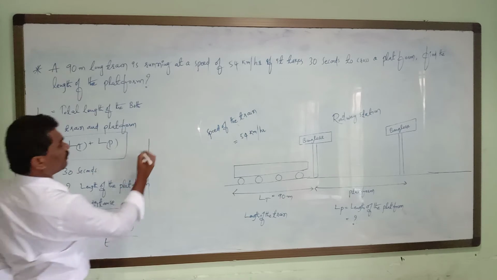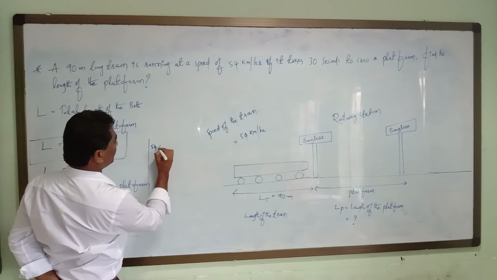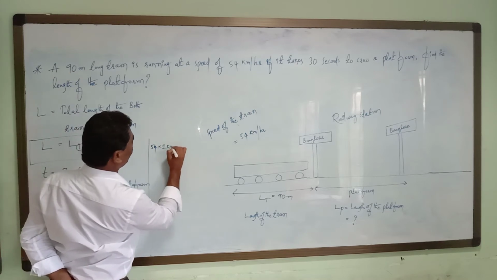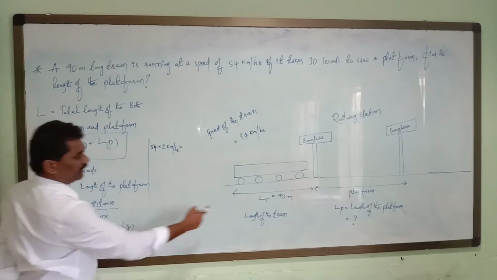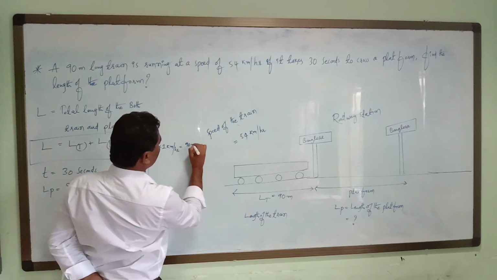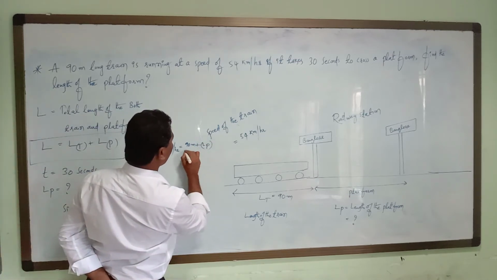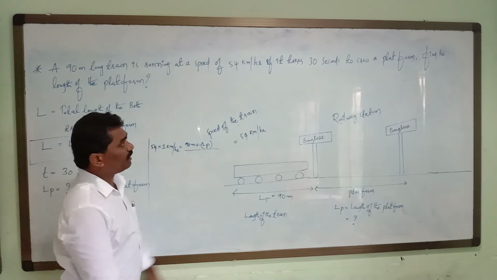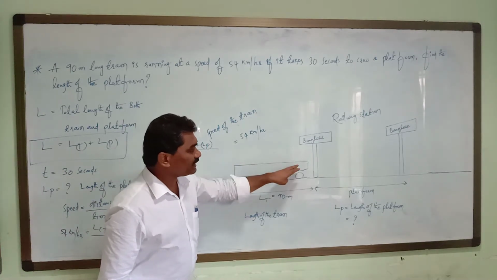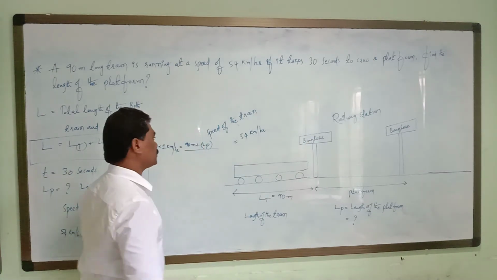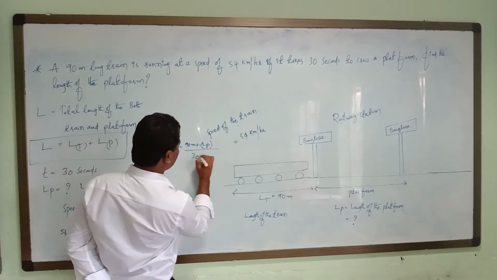54 km per hour is written as 54 into 1 km per hour, which is equal to the length of the train, which is already given as 90 meters, plus the length of the platform, LP, divided by the total time, which was given already, 30 seconds, the time taken by the train to cross its length and the length of the platform.